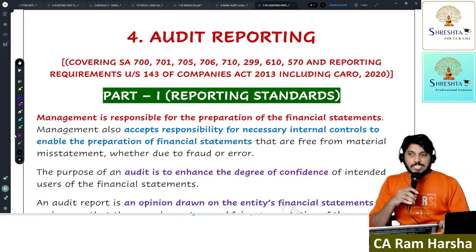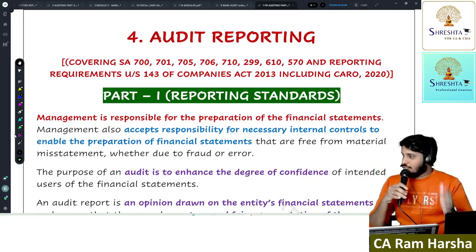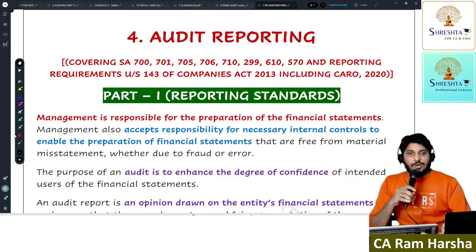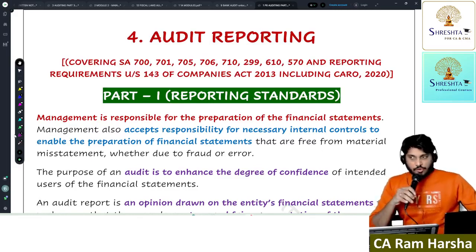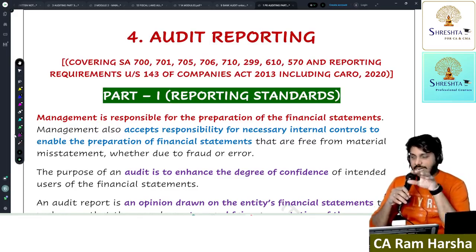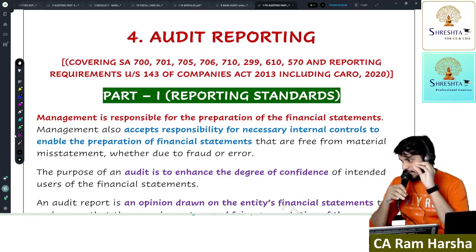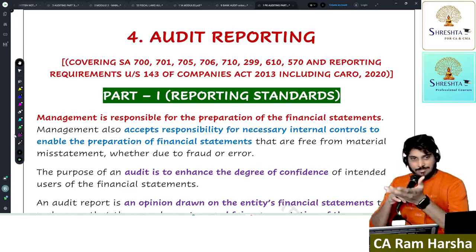Tomorrow, when you go for articleship, they'll ask you, ultimately, what is the purpose of doing audit? To give opinion, correct? The ultimate objective of audit is to give opinion, whether financial statements are free from material misstatements. How do we give opinion? Through audit report, correct? Audit report is a document through which ultimately we give opinion.